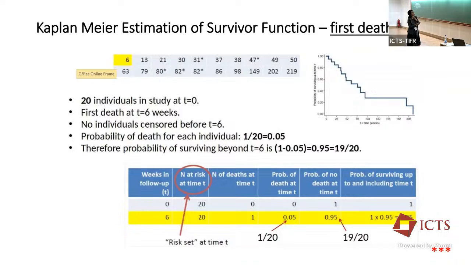These are starred. Okay, so let's say we have 20 individuals in the study at time t equals 0, and the first death at t equals 6 weeks. No individuals were censored before t equals 6. At t equals 6, one person died. So the probability of death at that point in time is 1 over 20. There were 20 participants, one passed away, 1 over 20 is 0.05. So the probability of surviving at t equals 6 is 1 minus 0.05, which is 0.95. Or you could say 1 died, 19 were still there, none left, and 19 over 20 is 0.95.